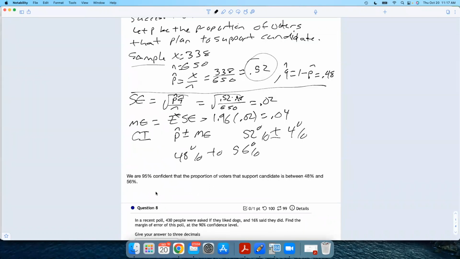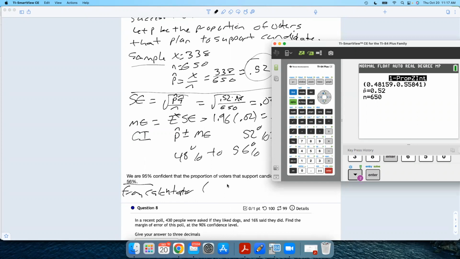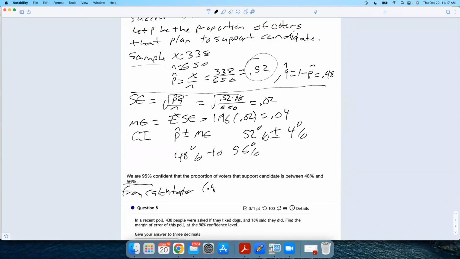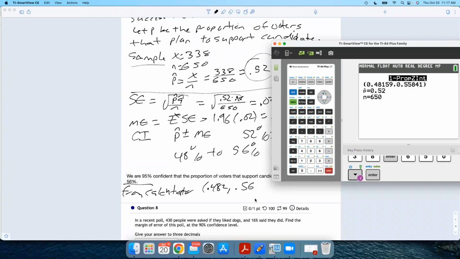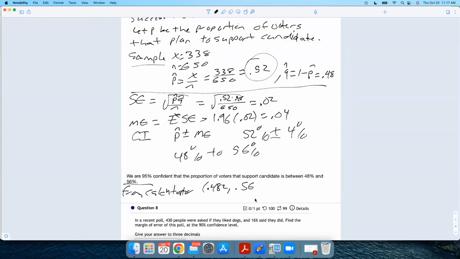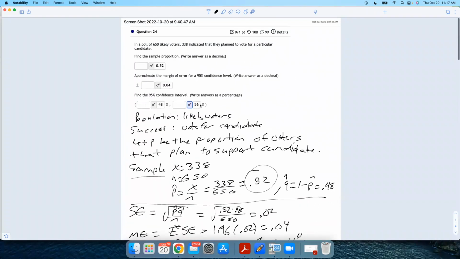Okay, so I'm going to say here from the calculator, we got the interval 0.482 up to 0.558. So right there, I'm done. I could have answered this question.